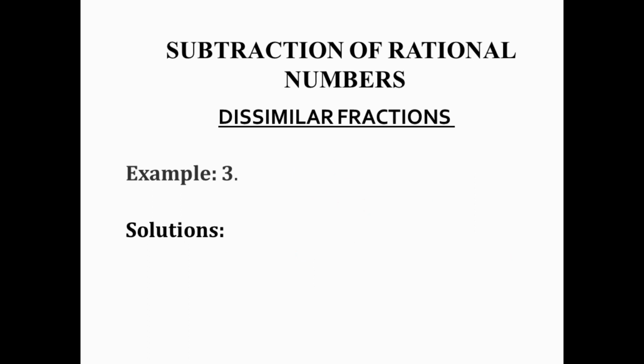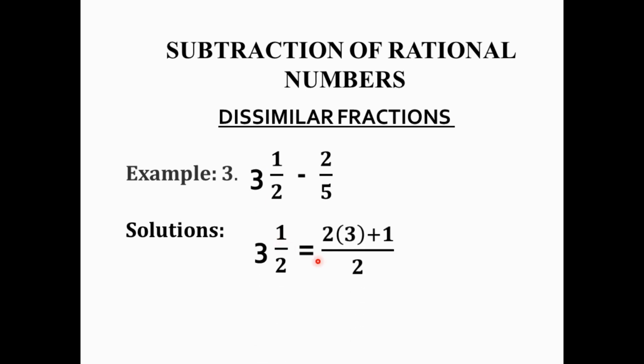Okay, example number 3, 3 and 1/2 minus 2 over 5. So this time we have mixed number. So we need to transform this mixed number first into improper in order for us not to confuse. Okay, and how are we going to do that? Alright, simply we will just multiply the denominator by the whole number, so 2 times 3, and then the product will be added by the numerator. Then we will just copy the denominator. Alright, and that is equal to 7 over 2.